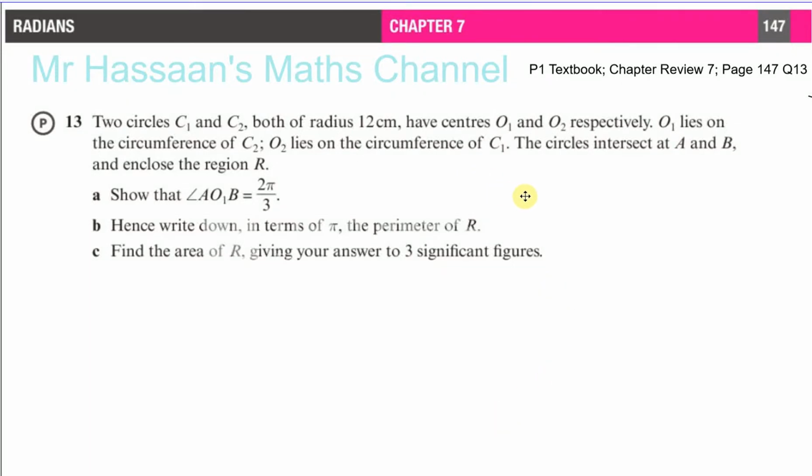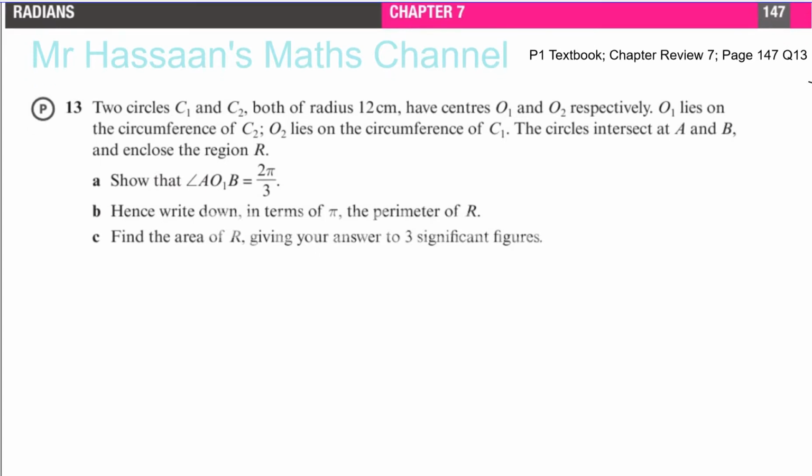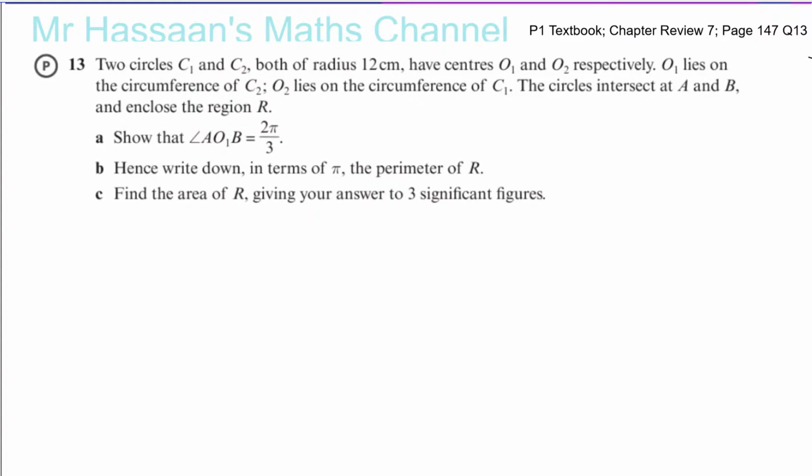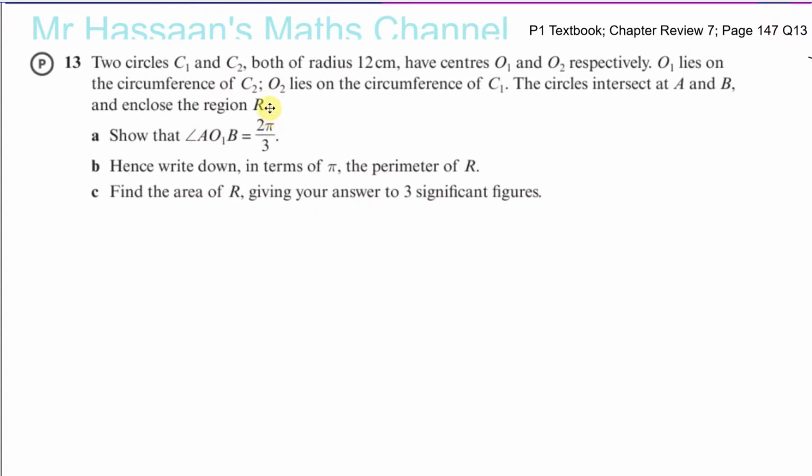Okay, question number 13 from the Pearson's Edexcel IAL new textbook P1, chapter review 7, which is radians, page 147, question number 13. We're told about two circles, C1 and C2, both of radius 12 centimeters. They have centers O1 and O2 respectively. O1 lies on the circumference of C2, O2 lies on the circumference of C1. The circles intersect at A and B and enclose the region R.